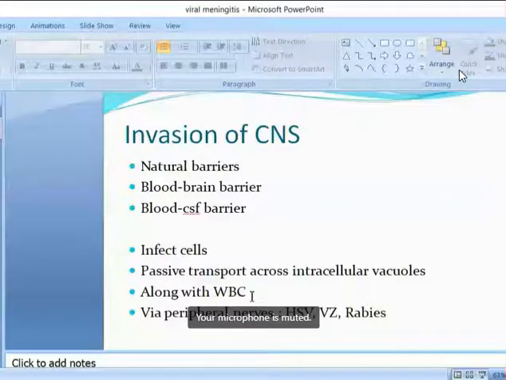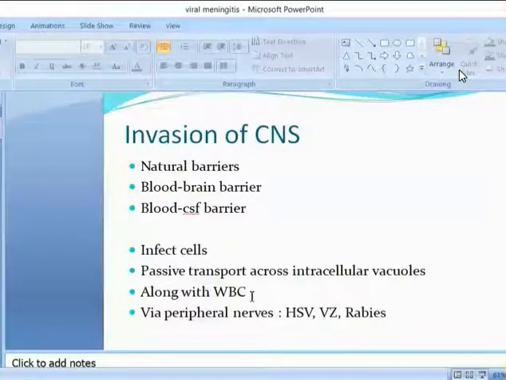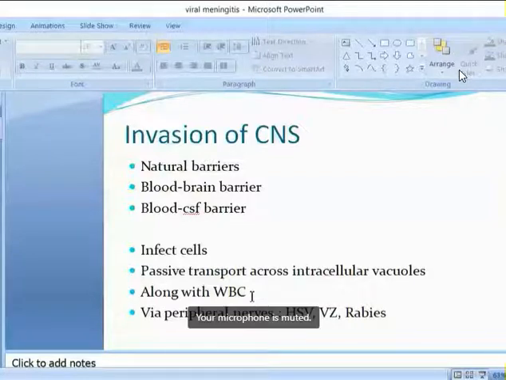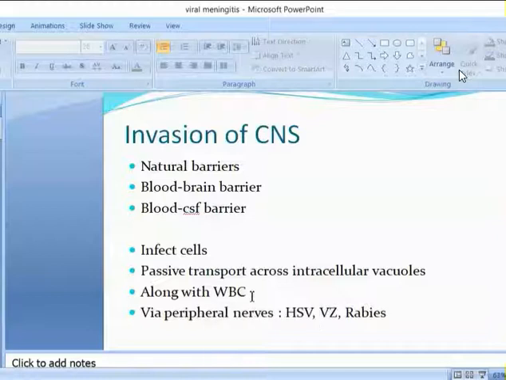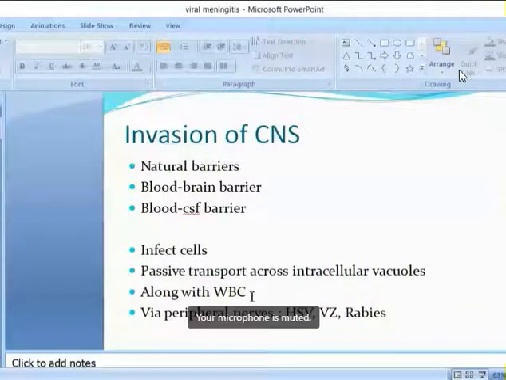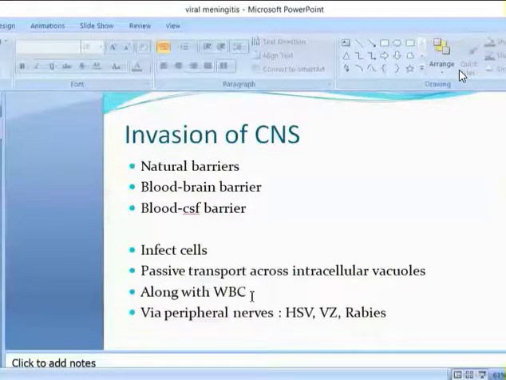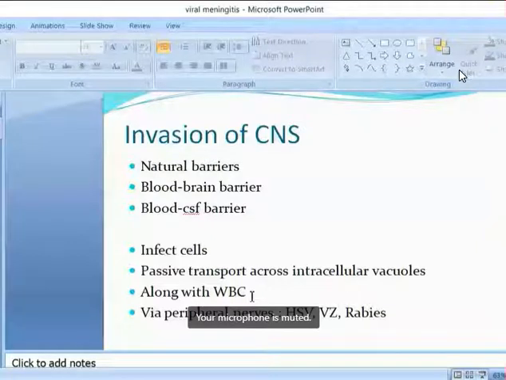Mostly in case of HIV, you will see that, like the Trojan horse, if you have heard that story, the army hides inside a wooden horse, which is known as the Trojan horse, and reaches the enemy country. Similarly, the HIV virus hides inside the WBCs and reaches the CNS. Okay, so some of the viruses can get into the CNS hiding inside the WBCs, or in some cases they can move along the peripheral nerves and reach the central nervous system.